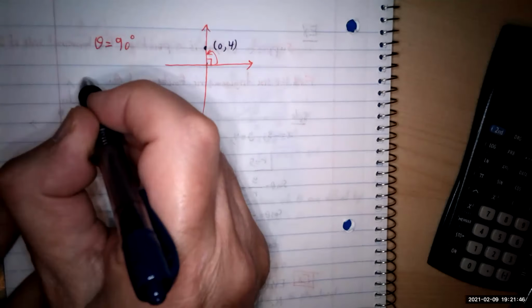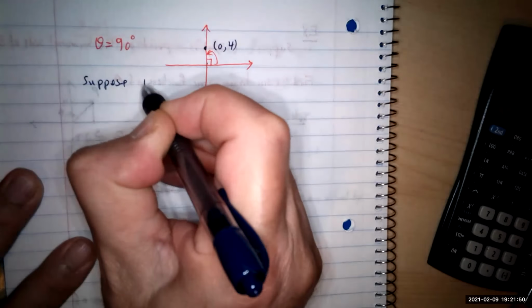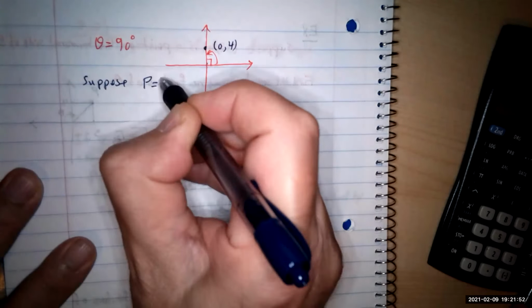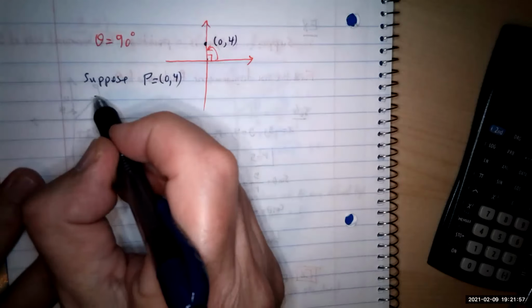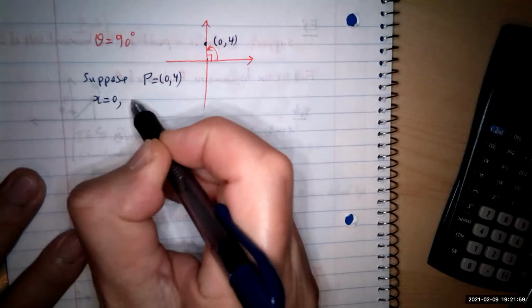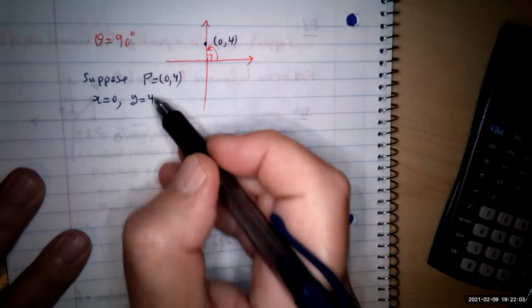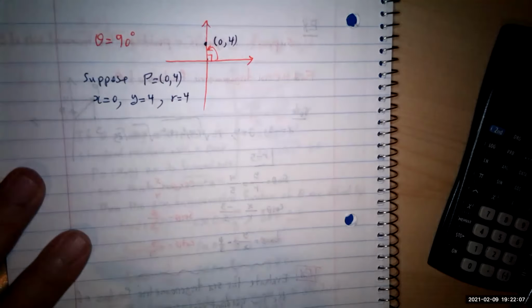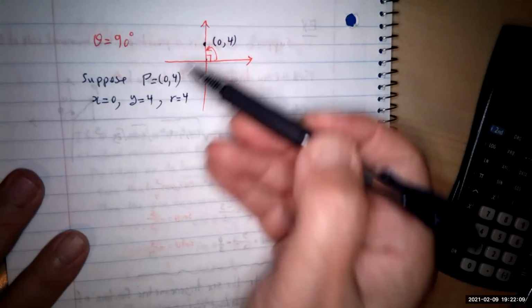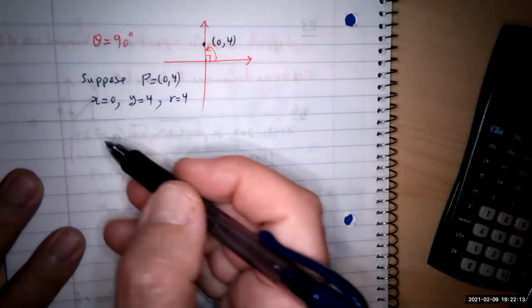Okay, so suppose we go with the P, which is going to be equal to the 0, 4. So this means your X is equal to 0 and your Y is equal to 4. If you get the R, it would be the same thing. R would be 4 again, because R is a distance, R squared equals X squared plus Y squared. Okay, now we are ready to give you all the information.